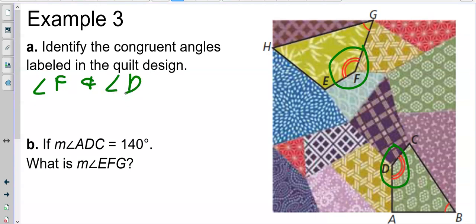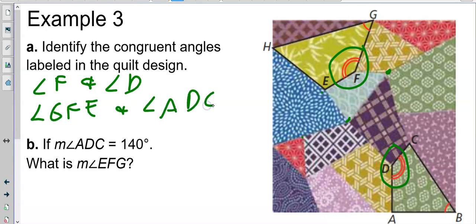All right? But if I had letters here and all over the place, I would have to name them like this. Angle maybe GFE, or I could call it EFG, and angle ADC, or CDA. But since those are the only letters around and the only possible for F and D, I can just call it that. Now notice, there is an arc mark down here, but it only has one arc.